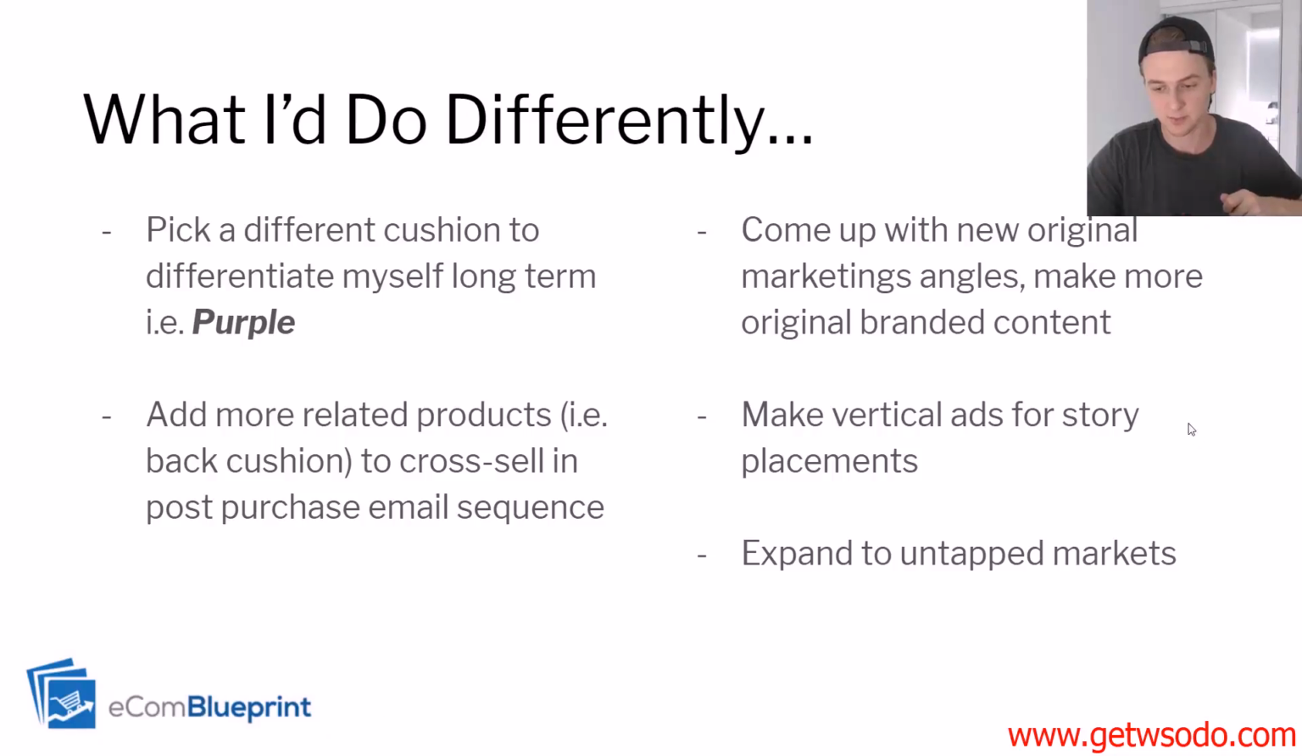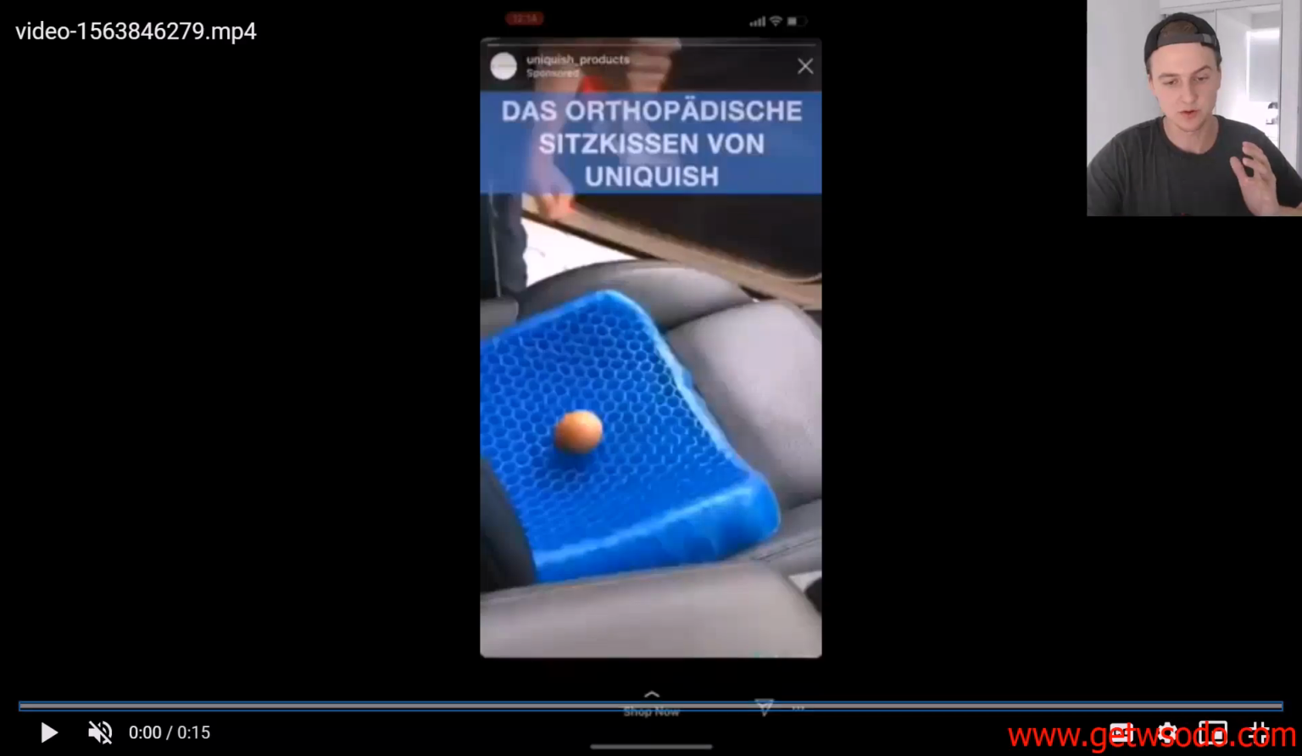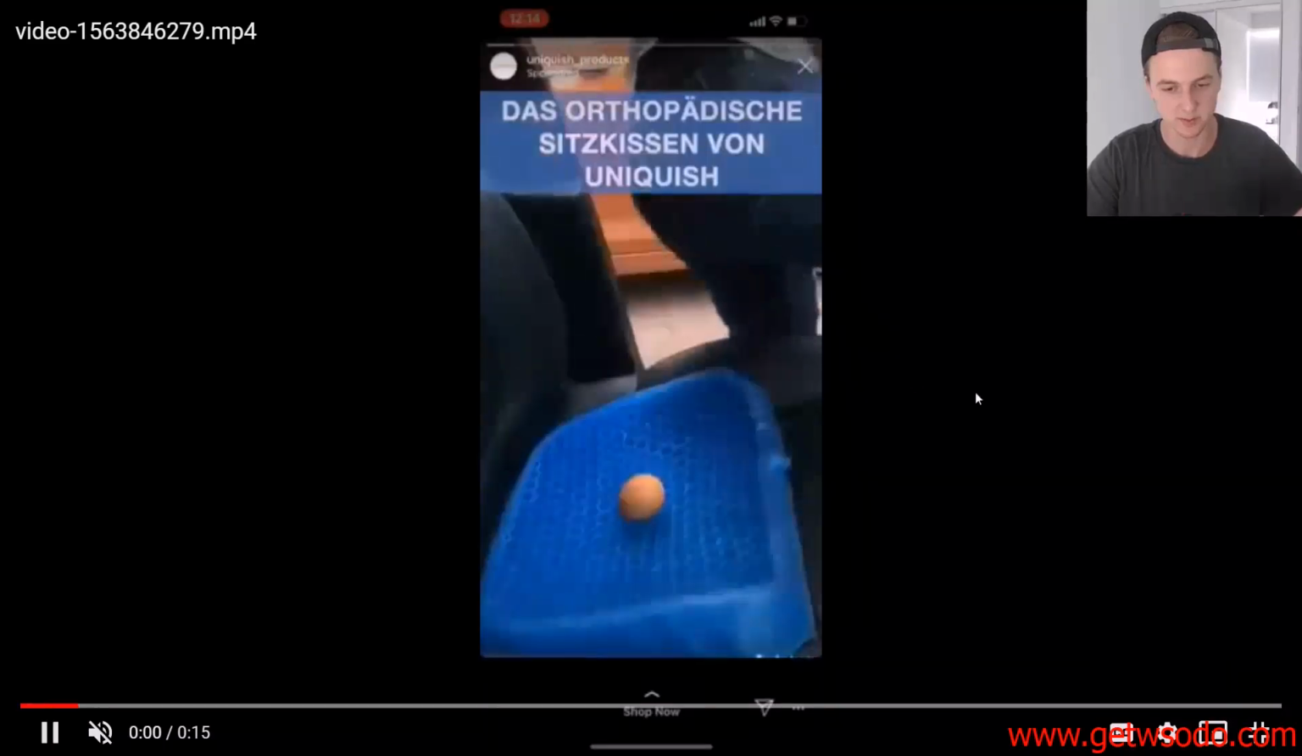And so I want to show you an example of someone who actually did both of these things. Here's someone who targeted untapped markets and also made vertical video content for story placements. This is from a friend who got targeted by this ad, and he sent it to me because he knew that I was selling this product. You can see this is just a very simple story ad for this product.